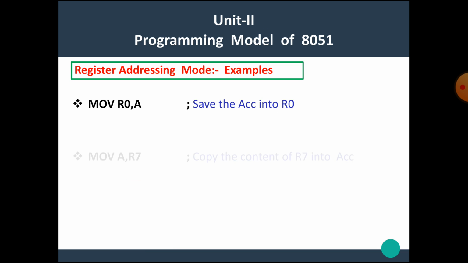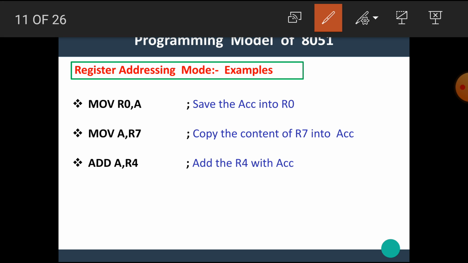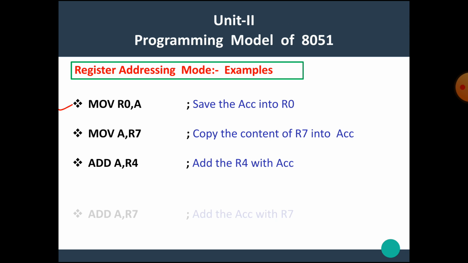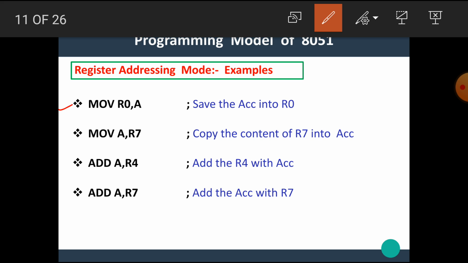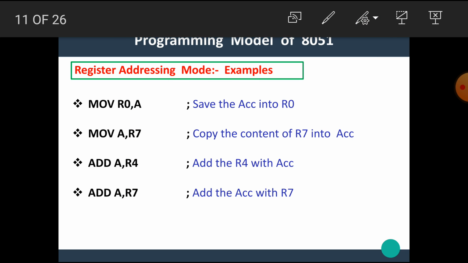Let's see some examples of the register addressing mode. First example is MOV R0, A. In each instruction we can identify one register, here R0, R7, R4, R7, etc. This type of instruction is known as register addressing mode. This instruction is MOV R0, A, that means save the accumulator into R0, move the content of the accumulator into R0.